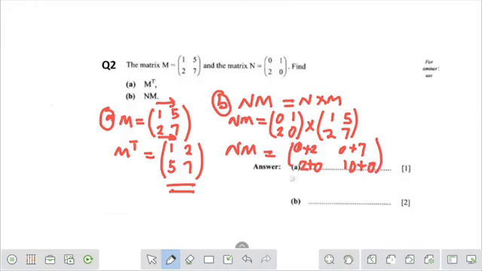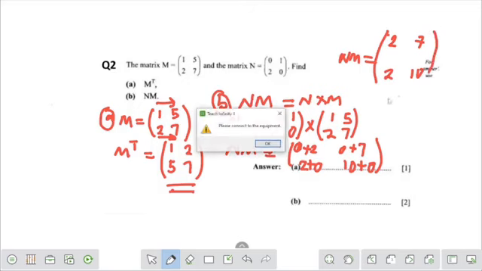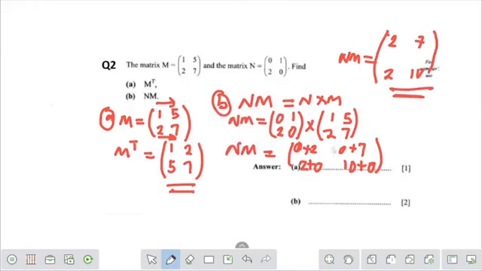So your final answer for this one, let me just write it here on top. NM equal to, 0 plus 2 is a 2. Here it's a 7. Then here we have a 2 as well. Here we have a 10. So this is the product of NM. This is our answer. So we have answered our question 2.